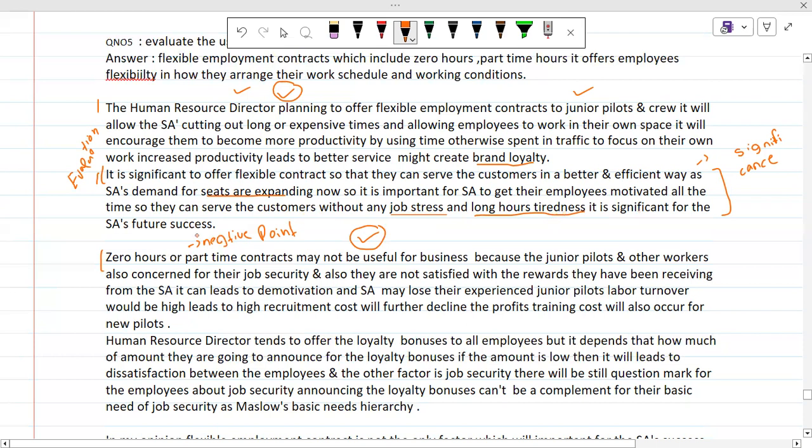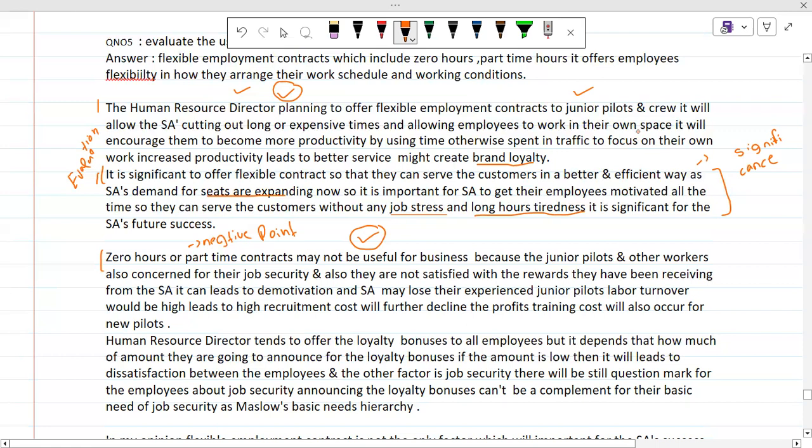So it is significant for the SA's future success, because they just want to grow, they just want to expand. That is why it is very necessary for them to create brand loyalty or customer satisfaction, because only in this way can they expand and grow in international markets. So that is why this is very significant for the SA's future growth. Whenever you are writing any point related to significance, this is basically your evaluation point.